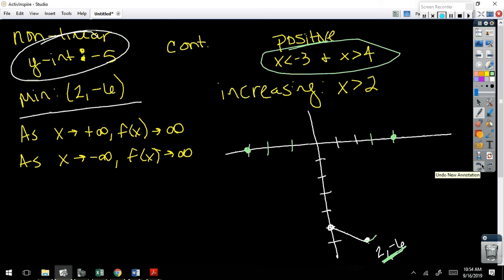All right. So I'm going to say that this does something like this. That would give me x equals 2 is here, so greater than 2 is to the right. It's always increasing from 2 to the right. Do we agree? What do you need that 2 for? Huh? What do you need that increasing?